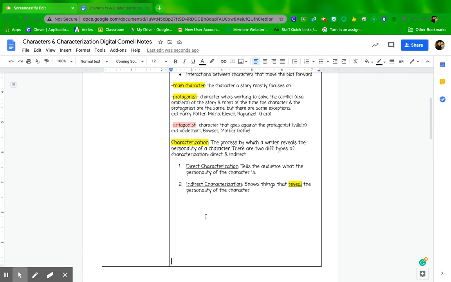Characterization is the process by which a writer reveals the personality of a character. There are two different types of characterization, direct and indirect. Direct characterization is when the author tells the audience what the personality of the character is directly, either by speech or thoughts. So we hear directly what the character is like. Indirect characterization is more common and more interesting, where the author shows things that reveal the personality of the character.